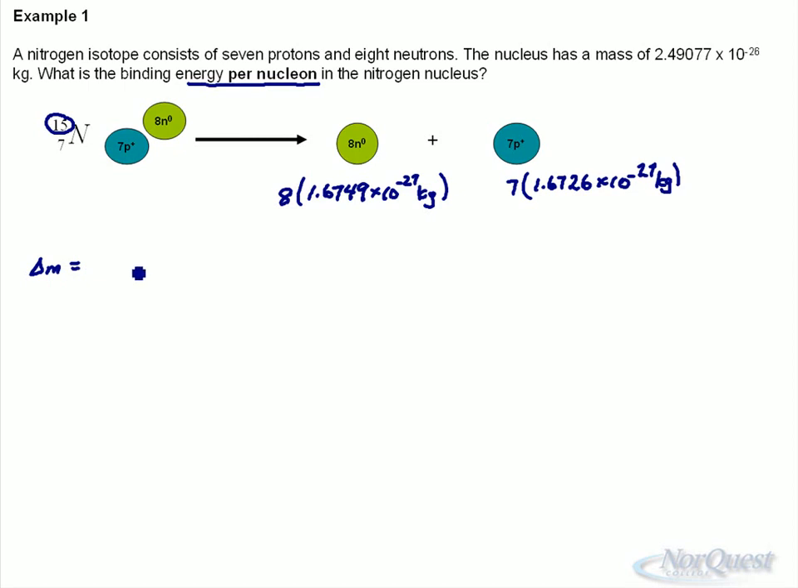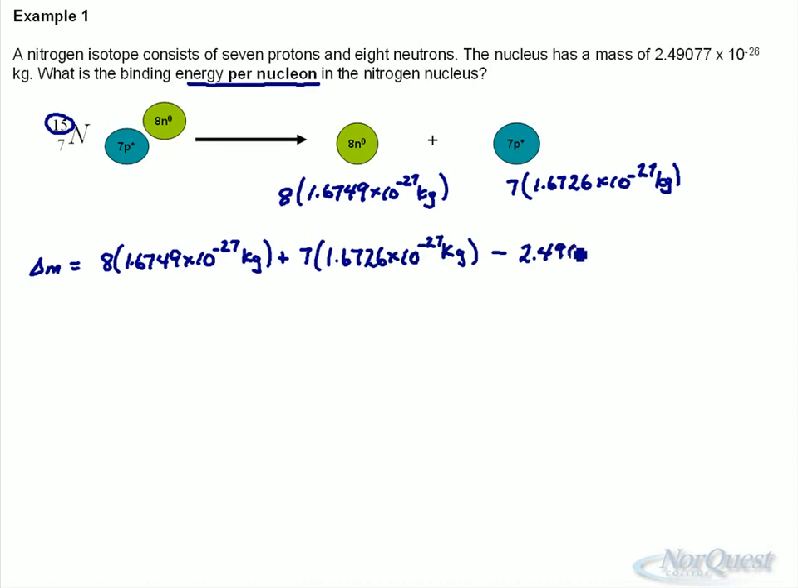That's going to equal these two numbers. 8 times 1.6749 times 10 to the negative 27 kilograms plus 7 times 1.6726 times 10 to the negative 27 kilograms. And then what we're going to do is subtract the net mass of the nucleus, 2.49077 times 10 to the negative 26 kilograms.